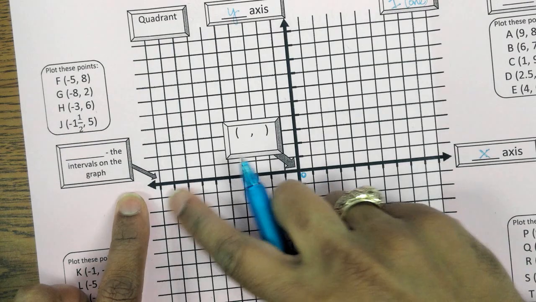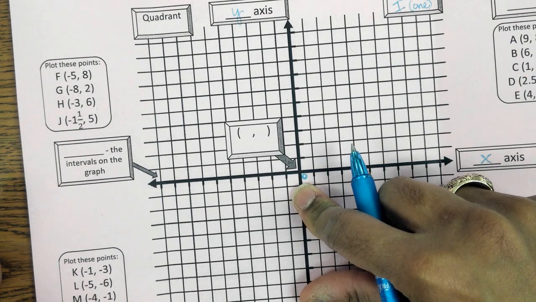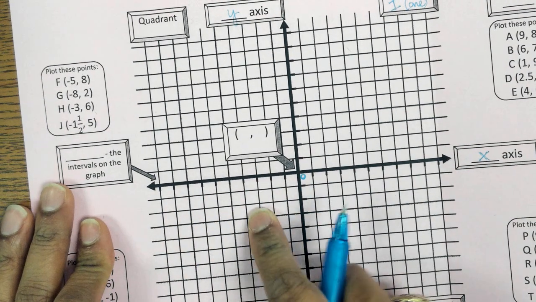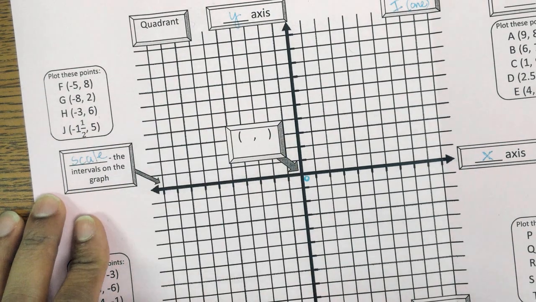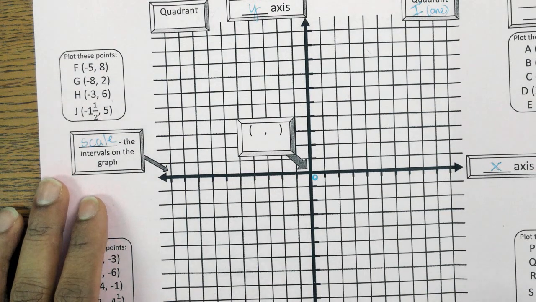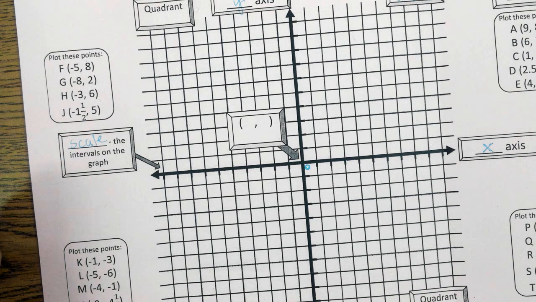Now, what I decide to count by, I can count by 1s, 2s, 5s, 10s, 20s, it doesn't matter. But that decision that I make, what I want to count by, is known as the scale. Okay? Scale is the intervals that are on the graph.